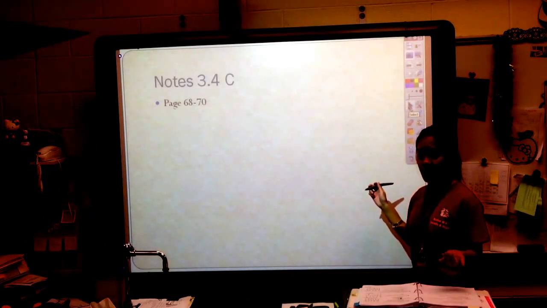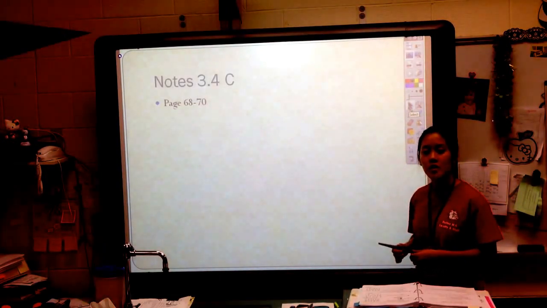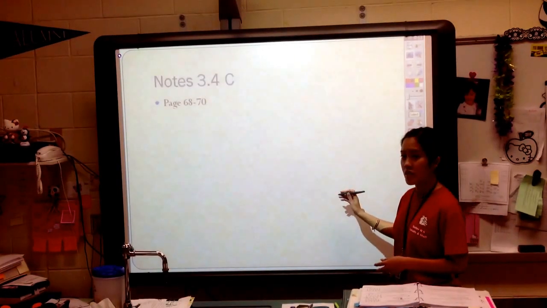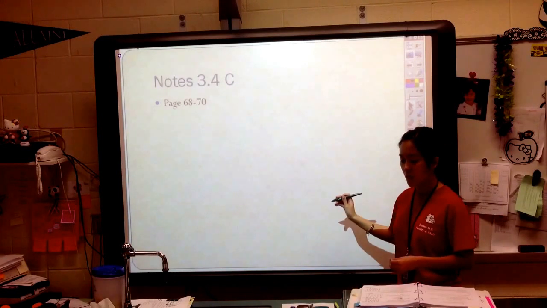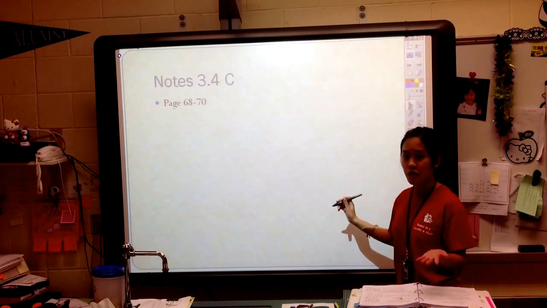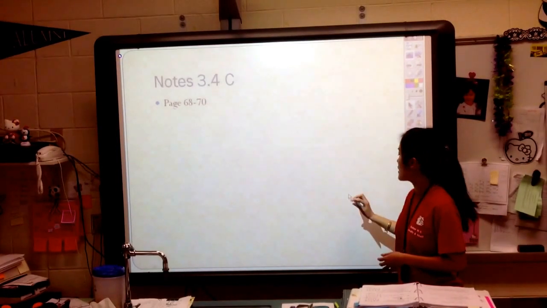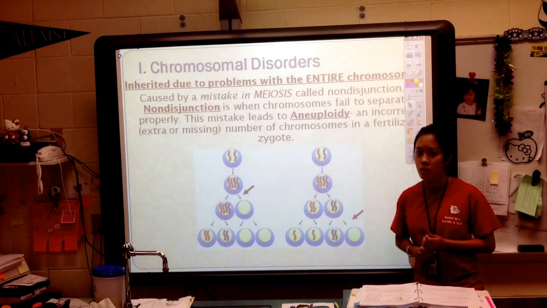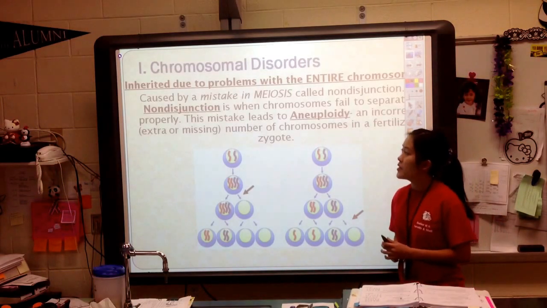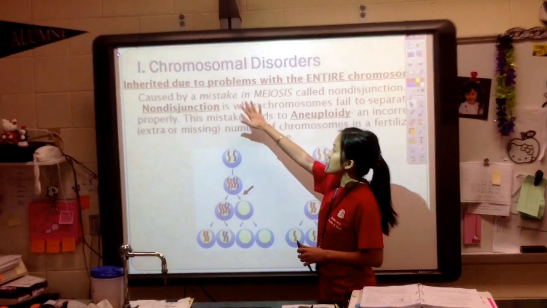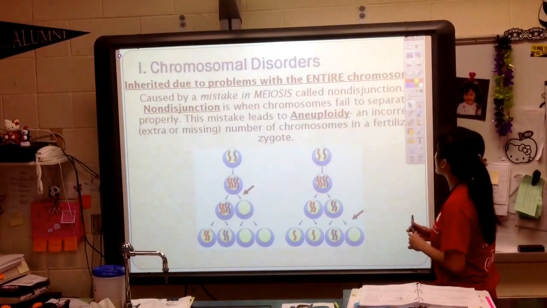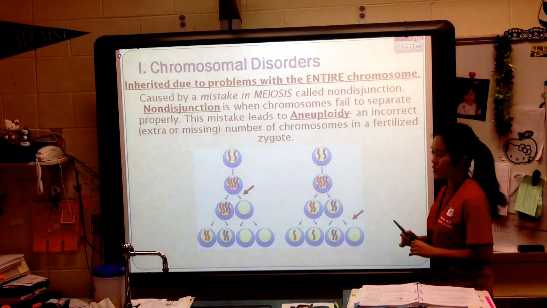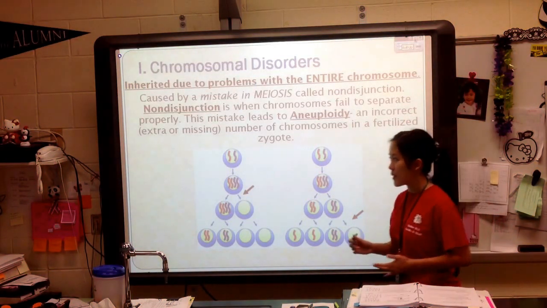We've already talked about genetic disorders, disorders that are caused by mutations in the DNA or just by the wrong nitrogen base replacing another base that's needed. But today we're looking specifically at chromosomal disorders. And this means that the disorder is inherited due to problems with the entire chromosome. And so this is very different from our genetic disorder. Let's review a little bit what that means.